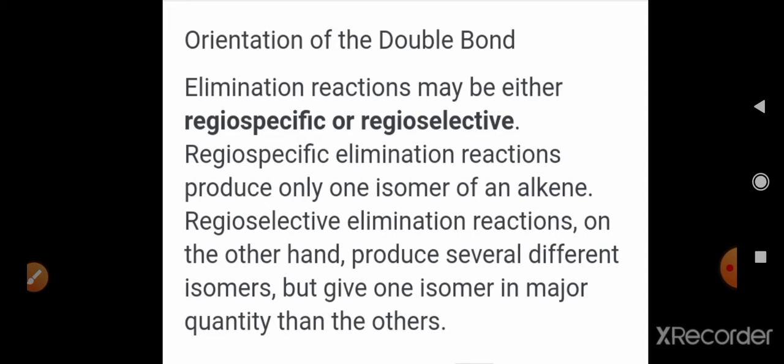But students, today's major topic is the Saytzeff rule. The Saytzeff rule is also known as Saytzeff's rules. That is the scientist's name which is given to the rule, who discovered it.